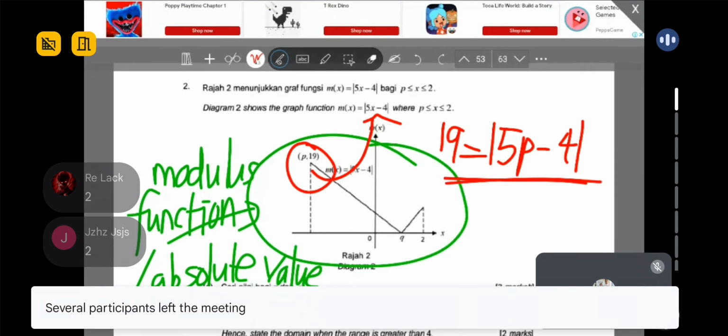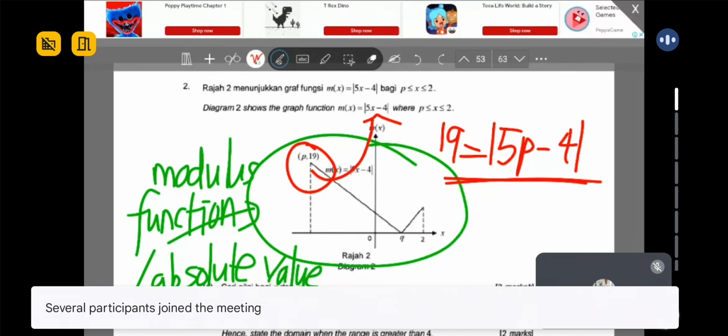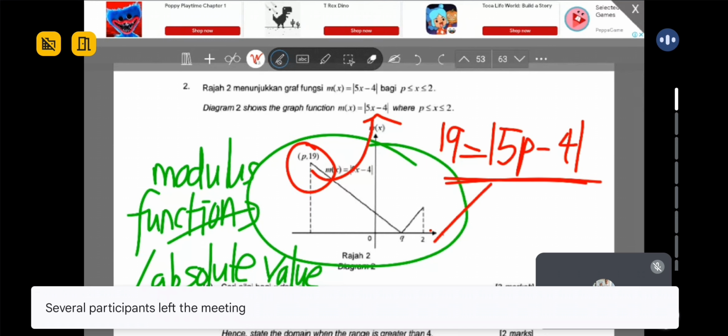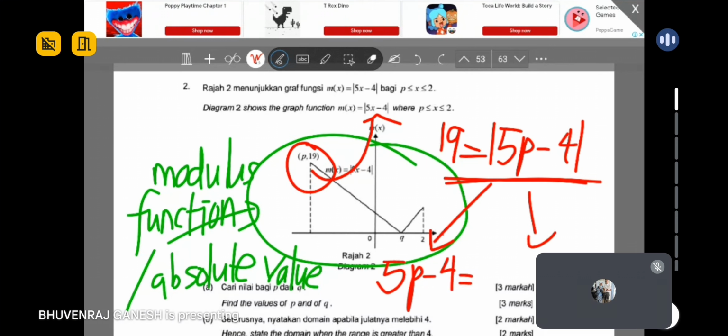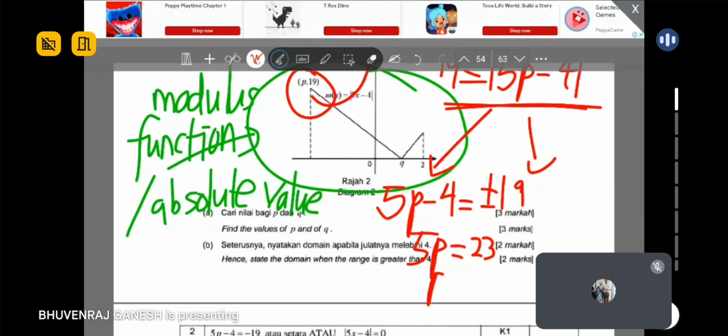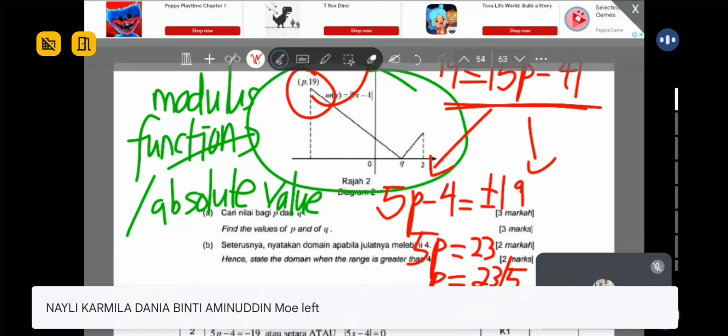Very good. Okay, remember guys, modulus function always have two answer. Dua jawapan selalunya. Okay, you must write two answer. Okay, so you need to split lah. So 5P minus 4, pecahkan modulus, positive, negative, 19. Okay, so you just solve lah. Okay, so you will get 5P equal to 23. So P equal to 23 over 5. Okay, first answer. Jawapan pertama.